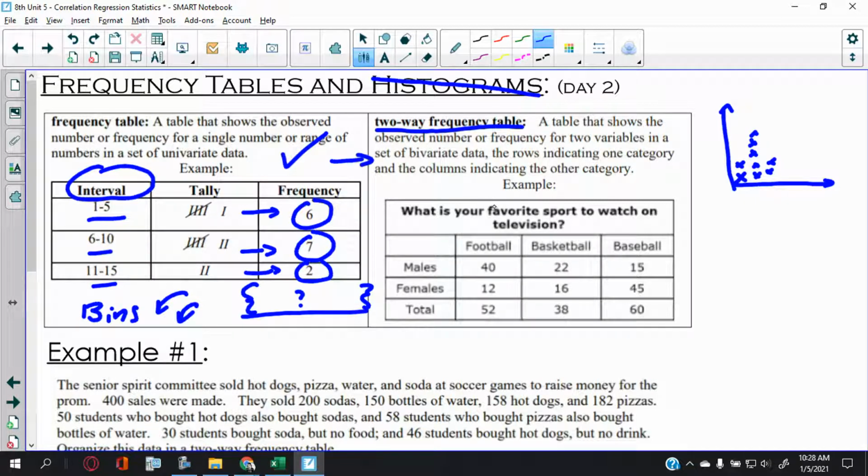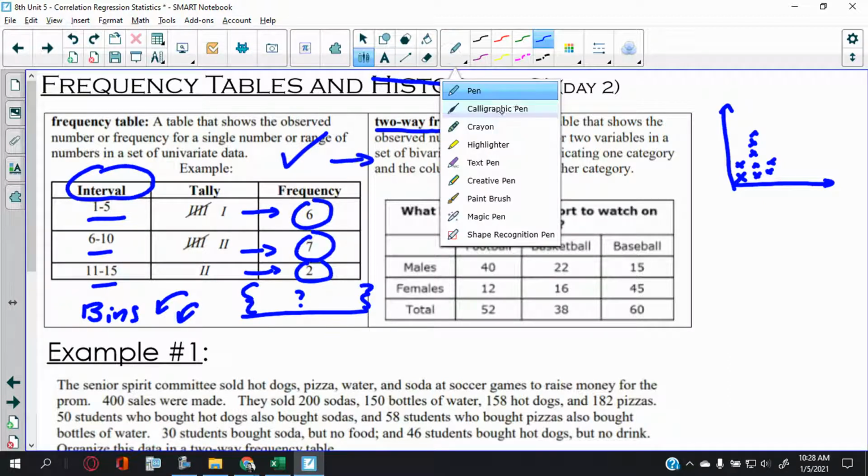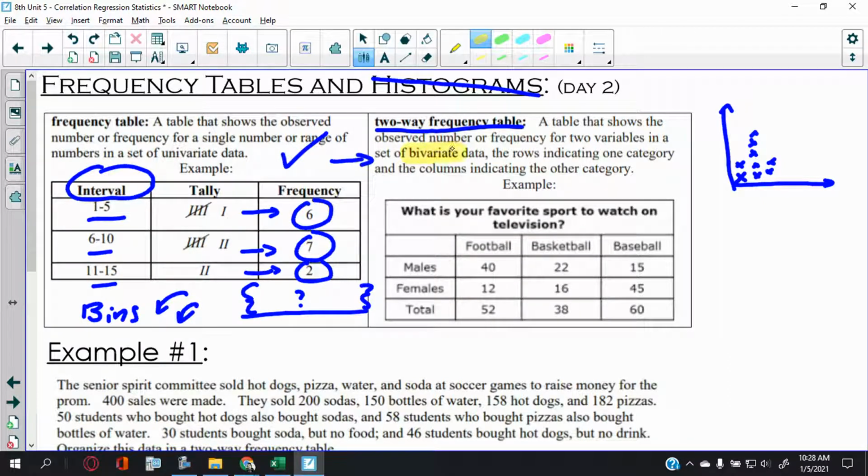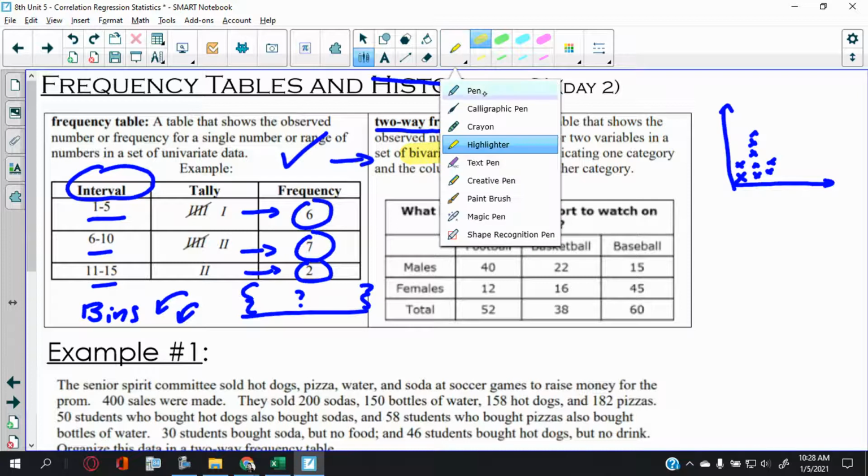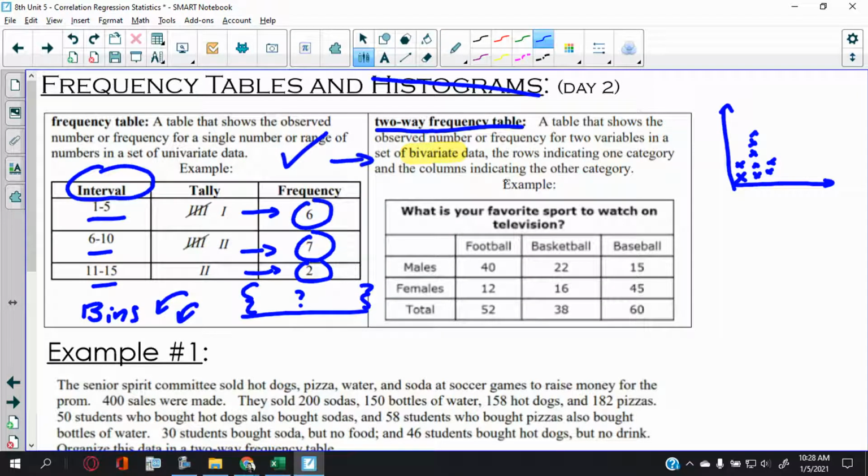Whereas a two-way frequency table tells you two things. You can see the word bivariate data, two things. What do they show you? The rows indicate one category. By the way, these are rows, and these are your columns. So what is that saying? You can break things up into various categories, and as a result it is much more useful.